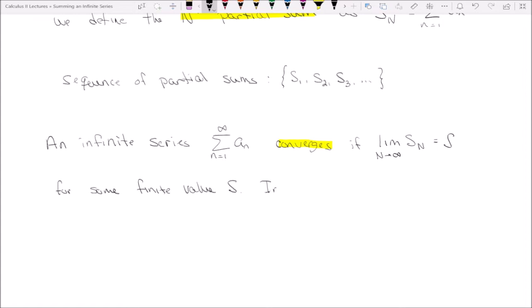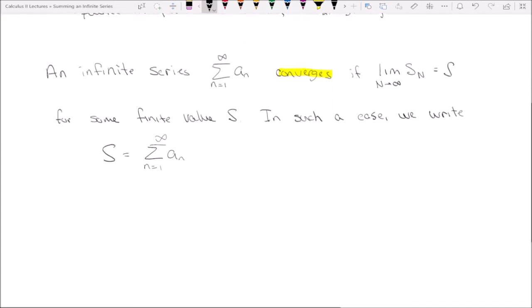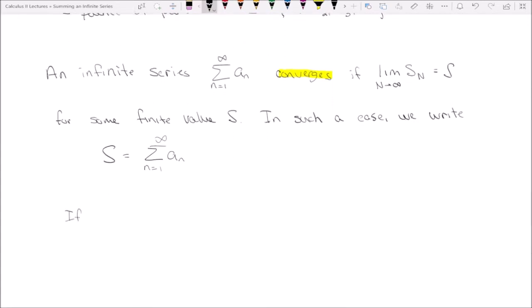In such a case, we write that S is equal to the infinite series. If the limit as capital N goes to infinity of S capital N does not exist, the infinite series diverges.